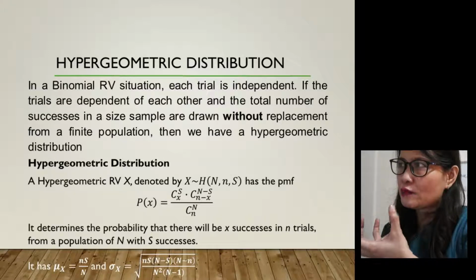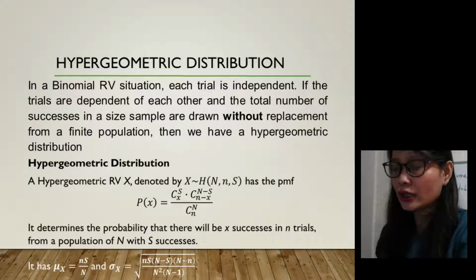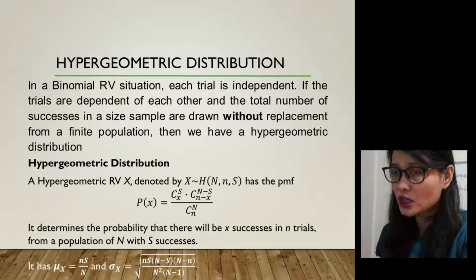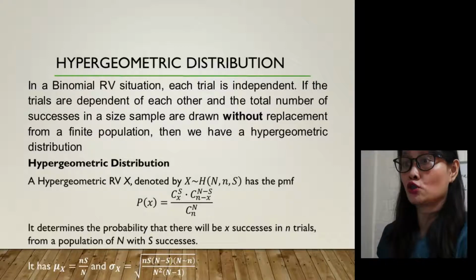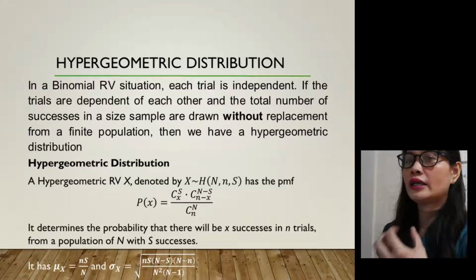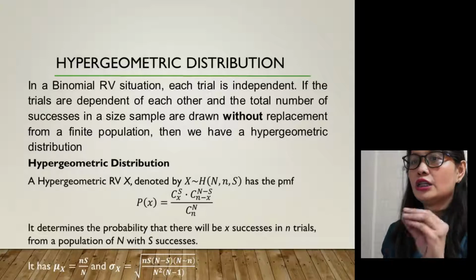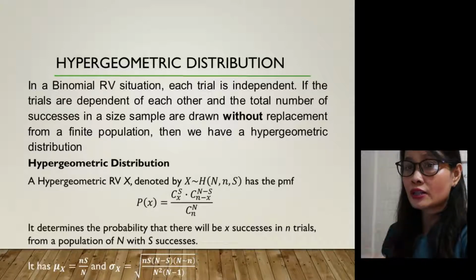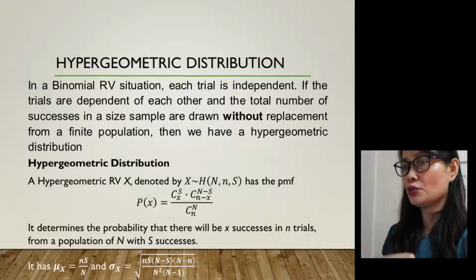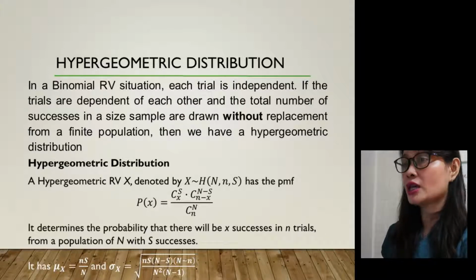Not just people, as long as the problem deals with groups, it can be people, a committee, something like that. If it's a group, then that problem deals with hypergeometric distribution. If you're talking about group A and then group B, as long as it's groups, then that's hypergeometric distribution. So in hypergeometric distribution, the trials are dependent of each other, and the total number of successes in a sample are drawn without replacement from a finite population.